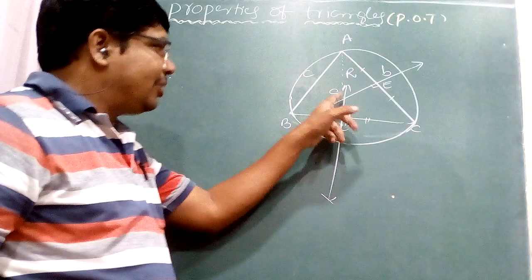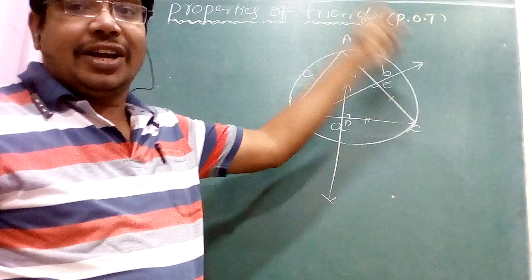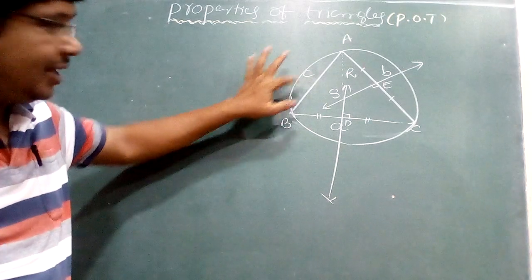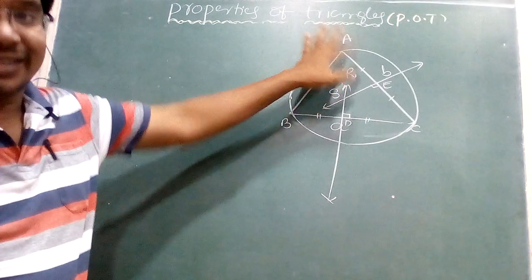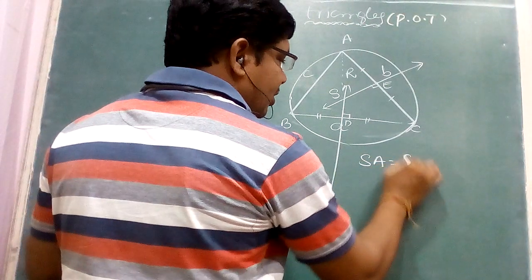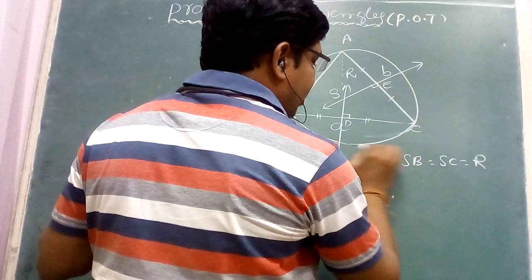Now with S as the center and SA as the radius, draw a circle. That circle passes through the three vertices of triangle ABC. Now this circle you can call the circumcircle. S is the circumcenter, R is the circumradius. That is, SA is equal to SB is equal to SC is equal to R, the circumradius.